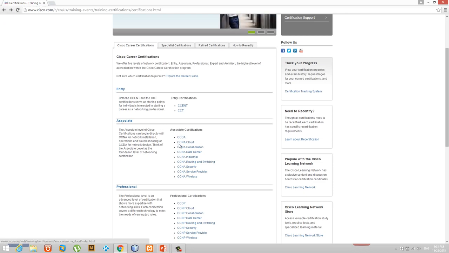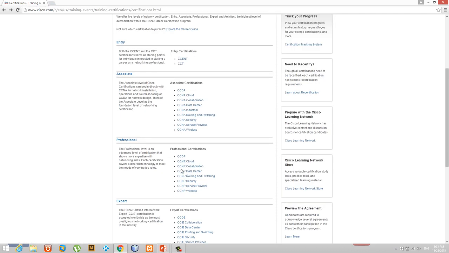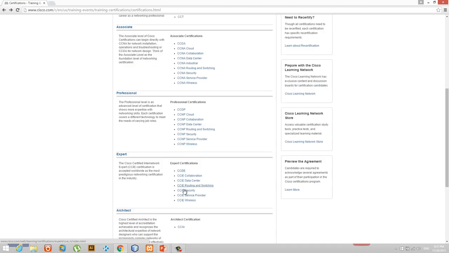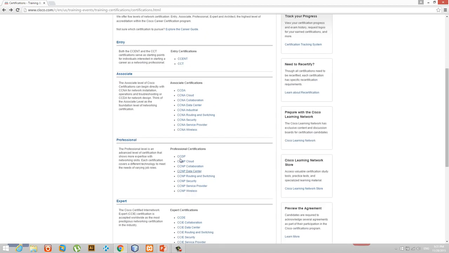Now similarly, you have different associate levels. Under associate level CCNA, you have different specializations. Then you have professional level, CCNP, again with specializations. You have expert levels and you have architect levels. When you say CCNA, generally you mean Cisco Certified Network Associate Routing and Switching. So when you just say CCNA, normally anybody saying CCNA refers to routing and switching. Routing and switching deals with Cisco routers and switches, so it's the very basic of what Cisco represents.